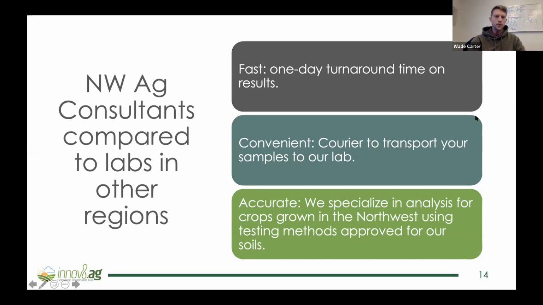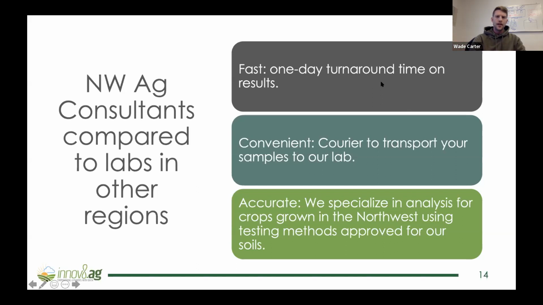And finally, we're accurate, and we specialize in the methods that are used in the Northwest. All of you are, I'm sure, familiar with fertility guidelines and the publications put out by Oregon State, University of Idaho, and Washington State University for all these crops: apples, tree fruits, vineyards, potatoes. And every single one of those guides has criteria saying, if these are your results based on this analyte, then you should be applying this much phosphorus, this much potassium, or nitrogen.